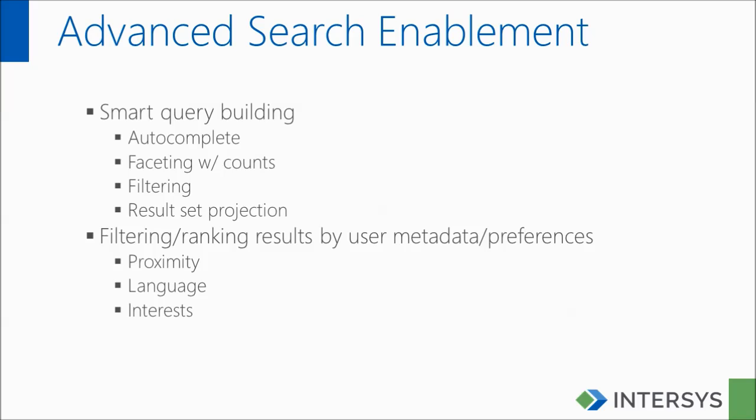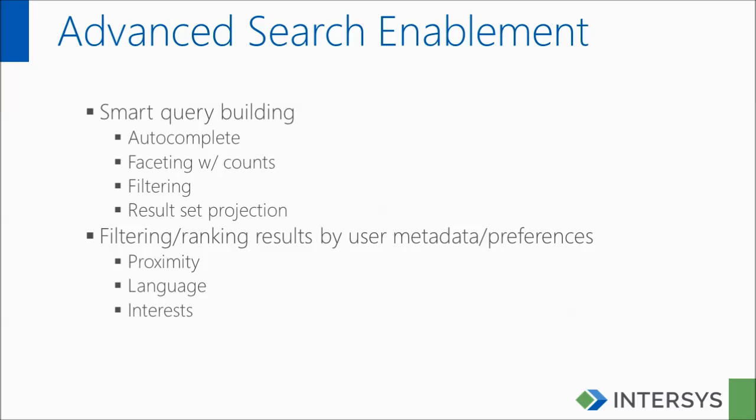Also, you can rank things based on things that you know about the user, like things they might be interested in, or other metadata that you have on hand about their user profile, that might give you an indication that one result is more likely to be of interest to the user than another.